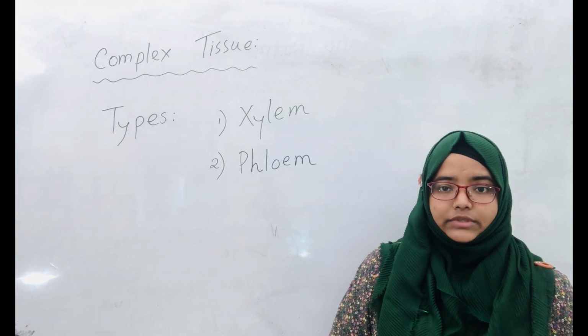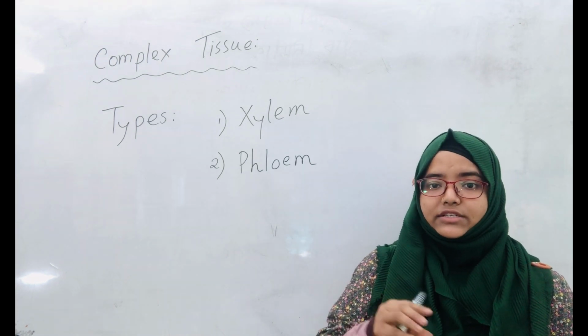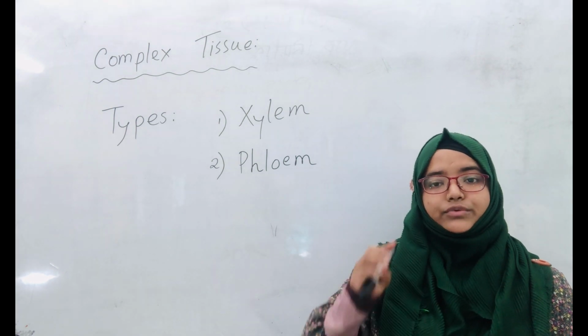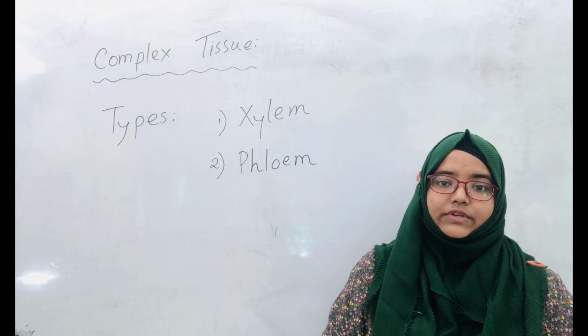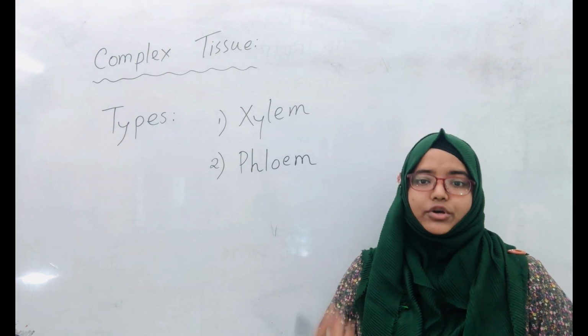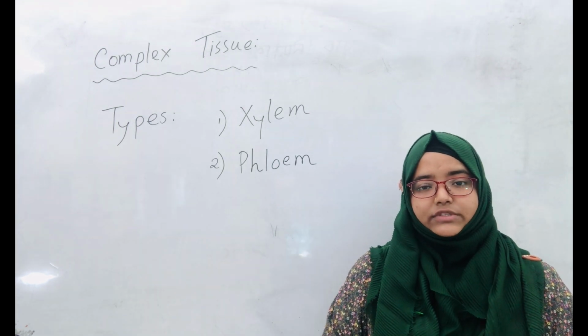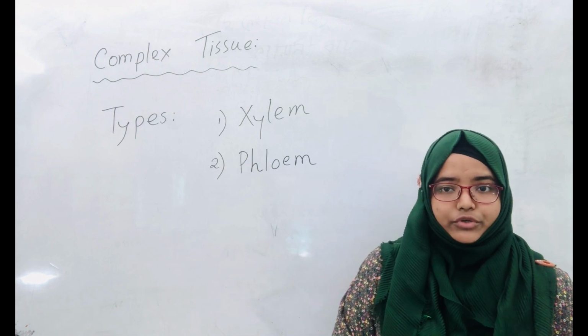It will help to conduct those water, minerals and prepared food to go from one place to another place of plant. For example, it will help to absorb the water from the root and it will transport it to the leaf where the food will be produced.